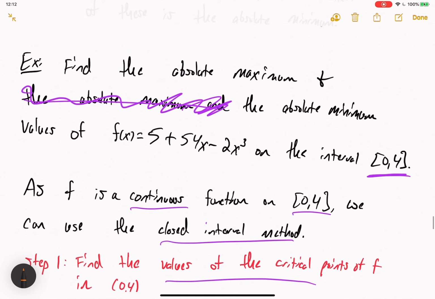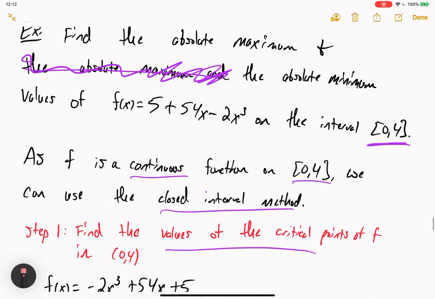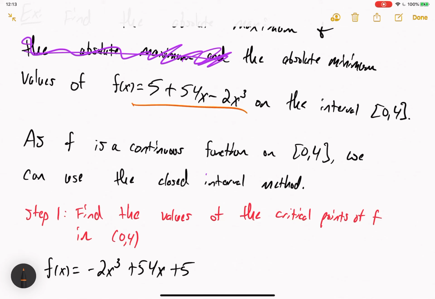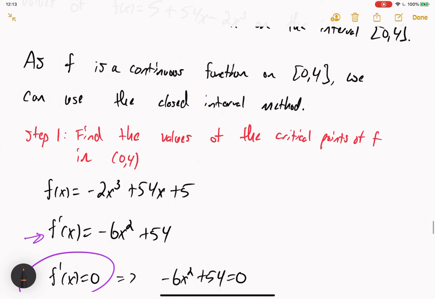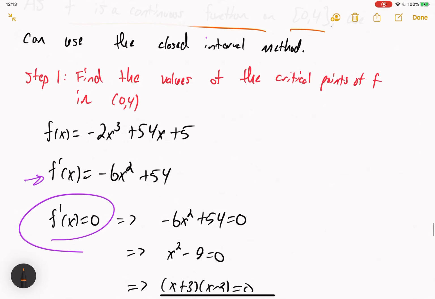What we're going to be doing here is just an example of how we use the closed interval method. So let me just erase this as I go. I realize I should have done it beforehand, so I apologize. Again, we have a continuous function because polynomials are continuous, and we have a closed interval. F is continuous on a closed interval, so we can use the closed interval method. The extreme value theorem basically says these things exist, but we need to find them.